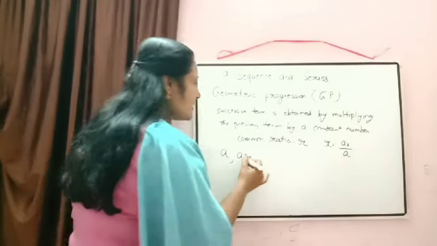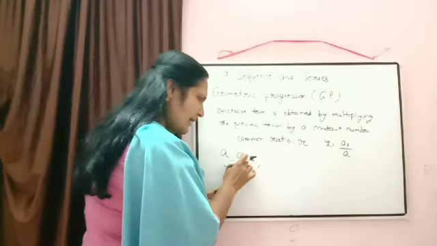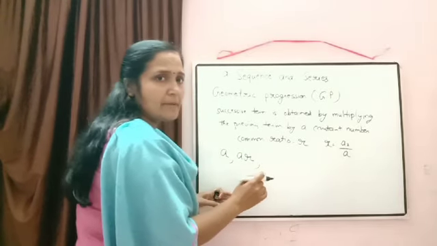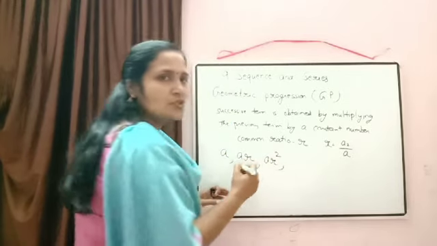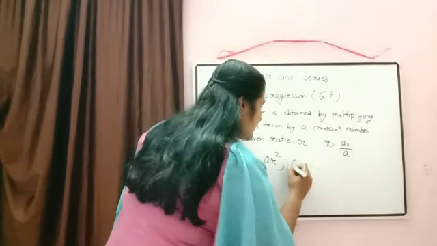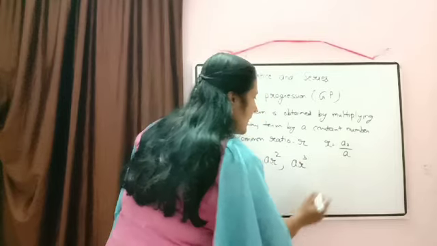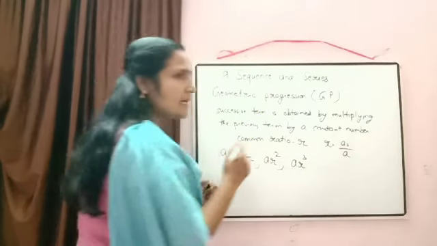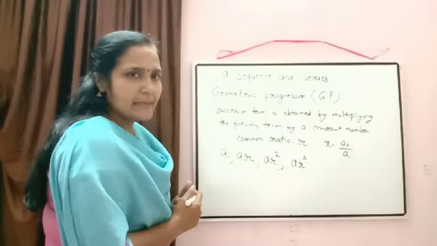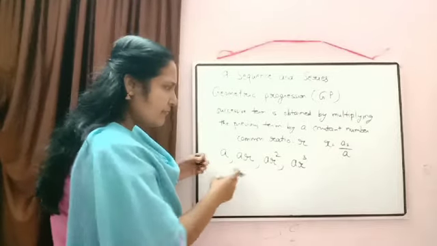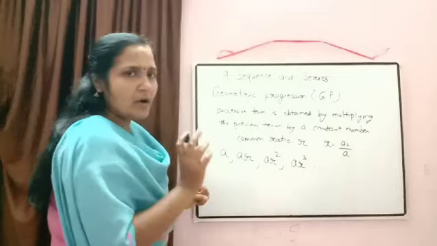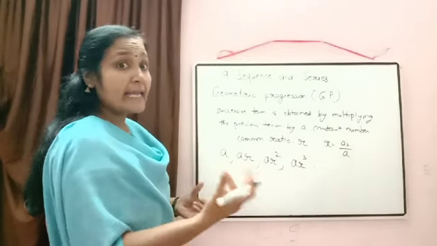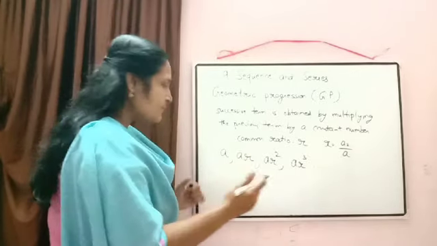Now to get the third term, what will we do? Again, this expression will be multiplied by R. So that will be equal to AR square. Similarly, the fourth term will be equal to AR cube. In this way, we can generate the terms of a GP. Now from this, we can check what the formula for the general term, or nth term, of a GP will be. You just check.